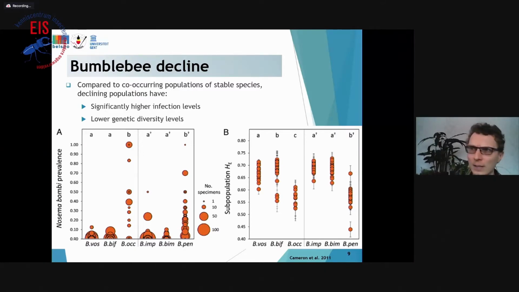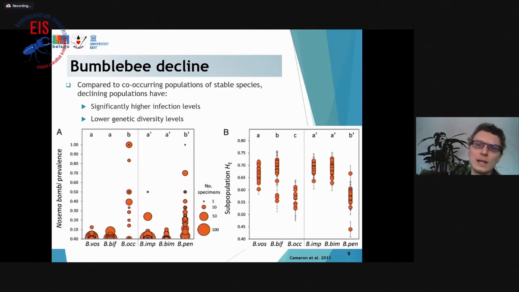Here, for instance, in the Cameron et al. study, you can see that the genetic diversity here at the right side, the genetic diversity of Bombus occidentalis and Bombus pennsylvanicus, is lower than the other species, and these two have indeed also a higher prevalence of Nosema bombi. So again, showing the link between high pathogen prevalence and reduced genetic diversity.